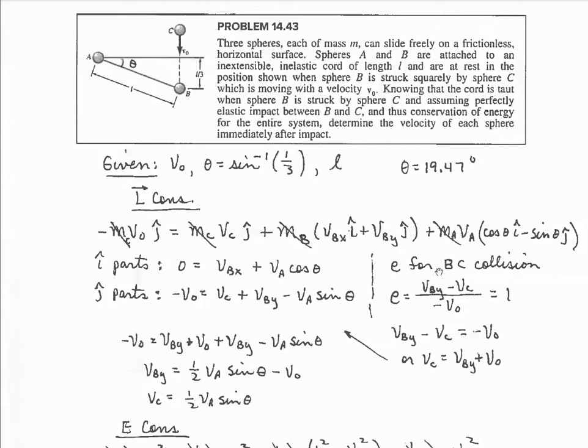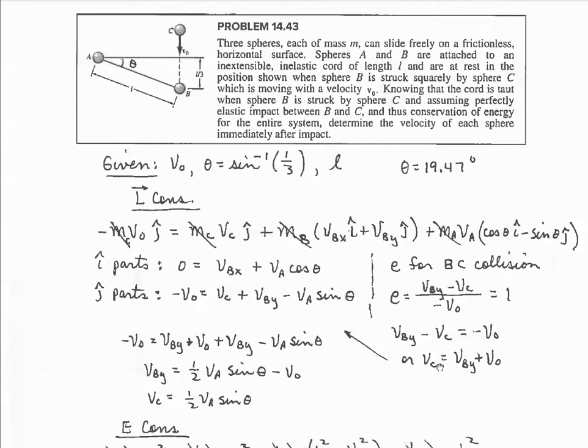If we look at the coefficient of restitution for the collision between B and C, e is equal to the negative of the ratio of the after velocities to the before velocities. If we take v B y minus v C for after the collision and divide it by v C minus v B y before collision, v B y before collision is 0, and v C before collision is minus v naught. And we set that equal to 1 for a coefficient of restitution for perfectly elastic impact. From that equation, we'll get v B y minus v C equal to minus v naught, or we can solve for v C in terms of v B y and v naught.